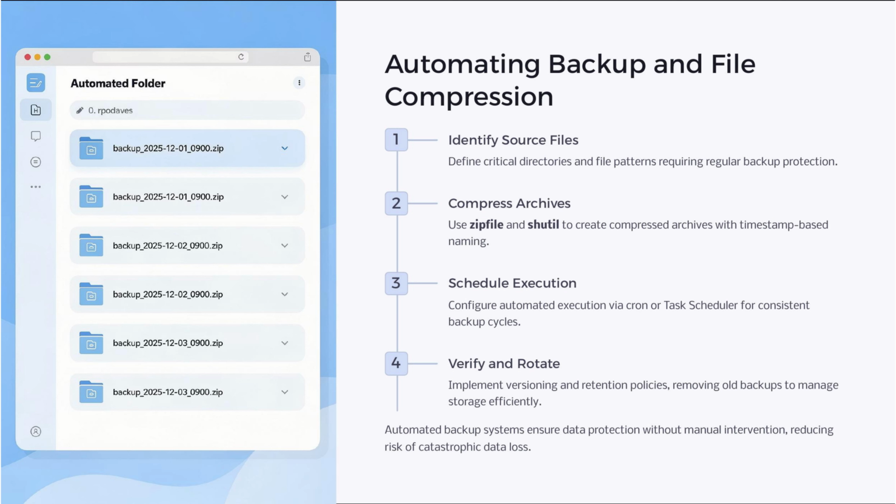Identify critical directories for backup, then use zipfile and shutil to compress them with timestamp-based names. Schedule these tasks using cron or Task Scheduler for regular execution. Implement versioning and retention policies to manage storage efficiently, ensuring data protection and minimizing the risk of data loss.